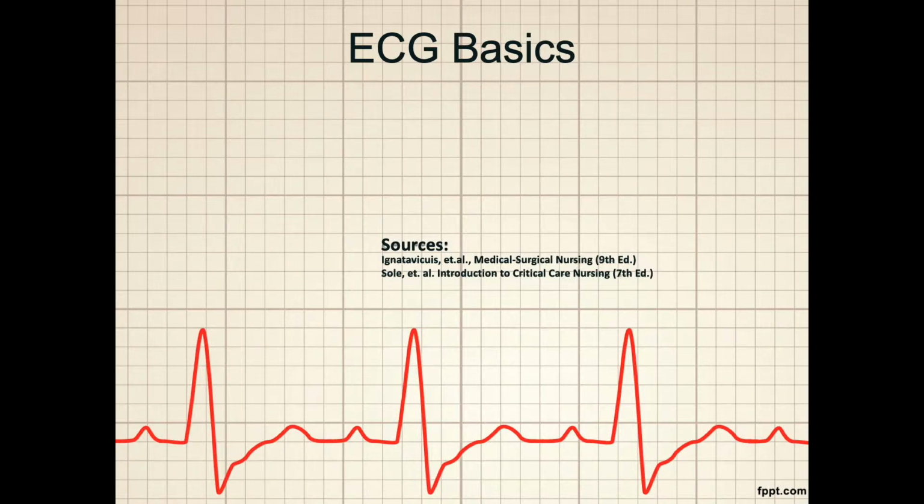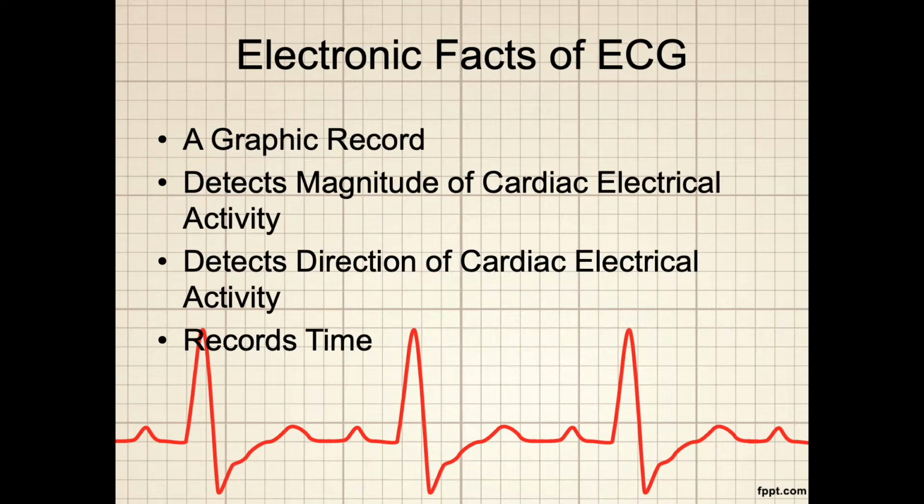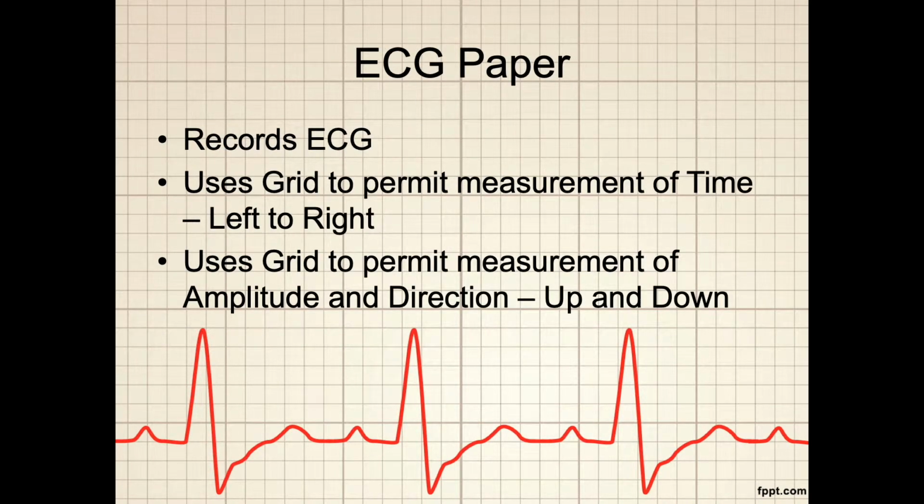Let's review some electronic facts about the ECG. It is a graphic record. It detects the magnitude of the cardiac electrical activity. Plus, it detects the direction of that cardiac electrical activity, and it records it over time. The ECG can be viewed both on a monitor, a TV or computer monitor, but also on ECG paper, a specialized ribbon of paper. This records the ECG.